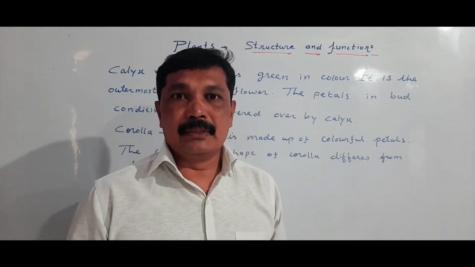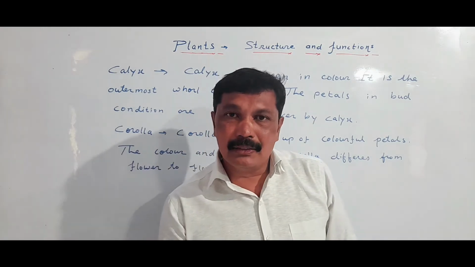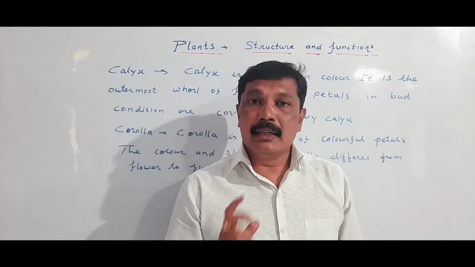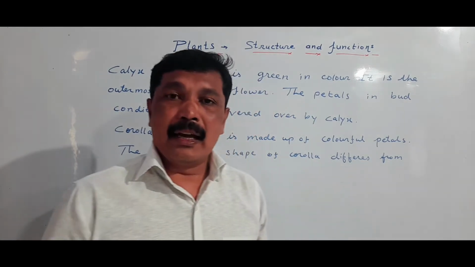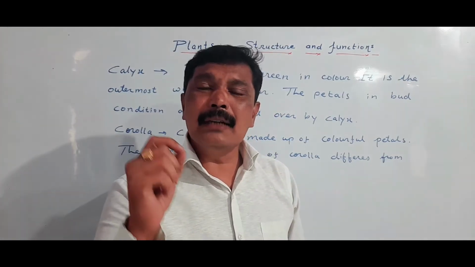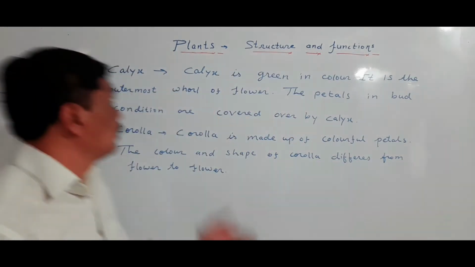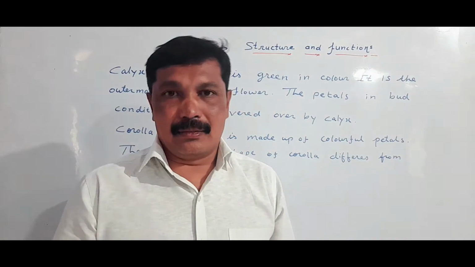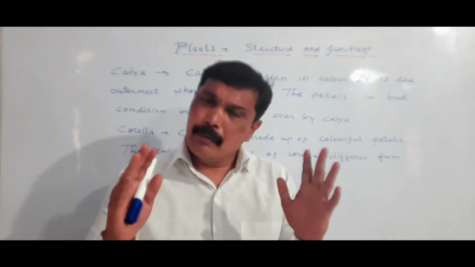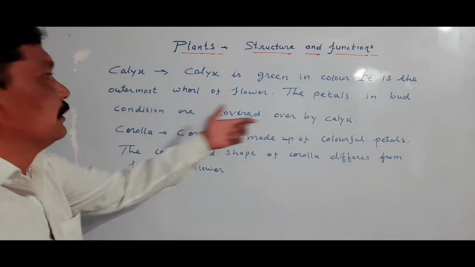My dear student, we have studied some structure of flower. Pedicel. The stalk of the flower is called as pedicel. One end of the pedicel is attached to the stem, while the other end of the pedicel is expanded and swollen, and it is called as receptacle. The parts of the flower are supported on the receptacle. Now we are studying calyx. Calyx is green in color. It is the outermost wall of the flower. The petals in the bud condition are covered by calyx.